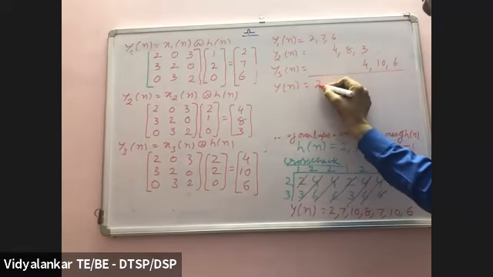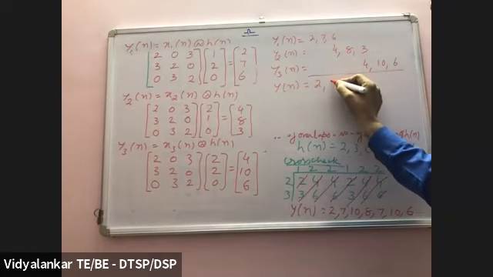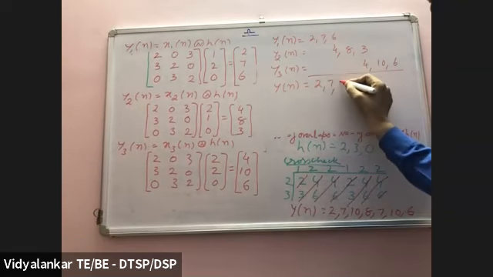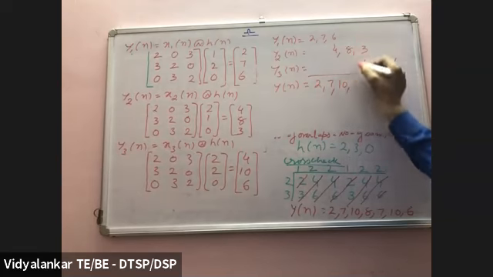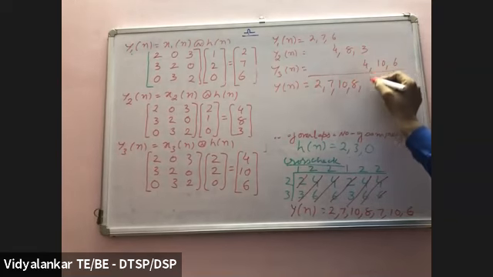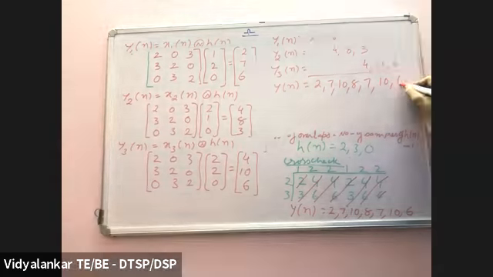2 plus 0 plus 0, 2. 7 plus 0 plus 0, 7. 6 plus 4, 10. 0 plus 8 plus 0, 8. 0 plus 3 plus 4, 7. 0 plus 0 plus 10, 10. 0 plus 0 plus 6, 6.